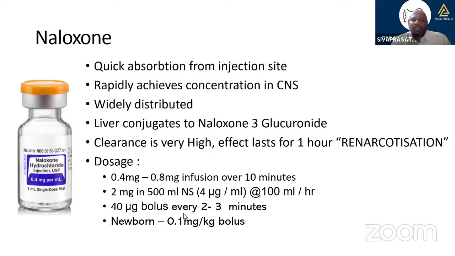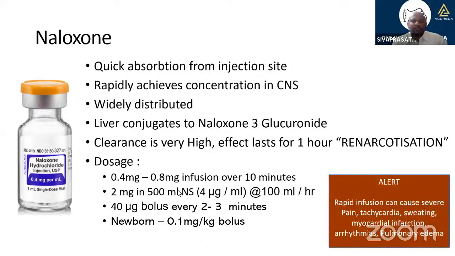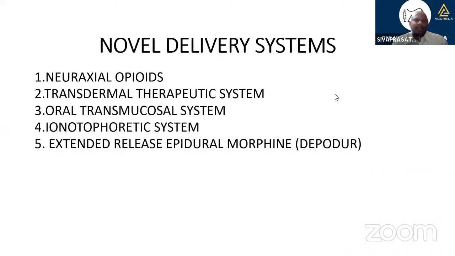For newborns, if they have been given an opiate through the mother and the newborn is depressed, you can use it at 0.1 mg per kilogram bolus and repeated bolus till the child becomes fully awake. What you have to be alert is rapid infusion can cause severe pain, tachycardia, sweating, myocardial infarction, arrhythmias, and pulmonary edema.